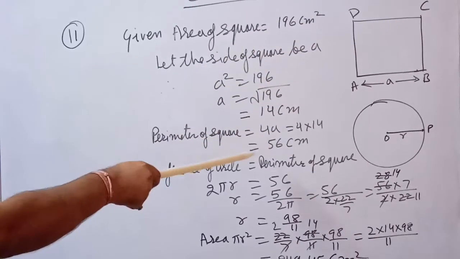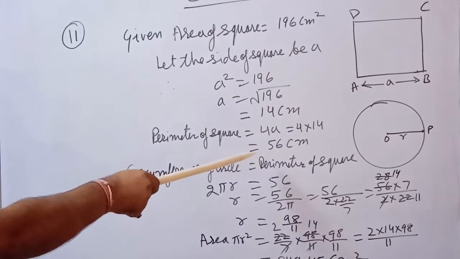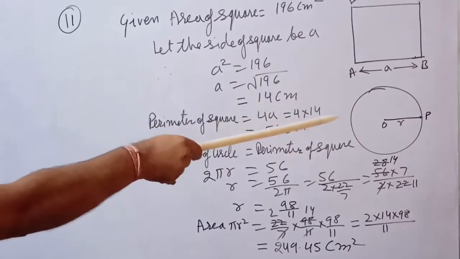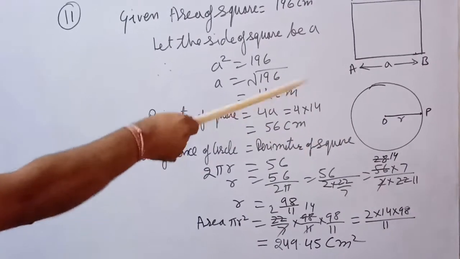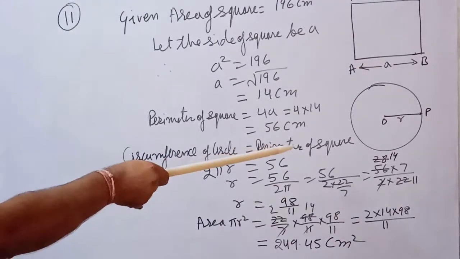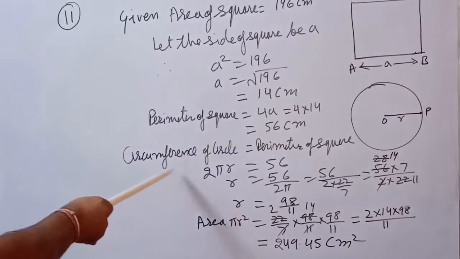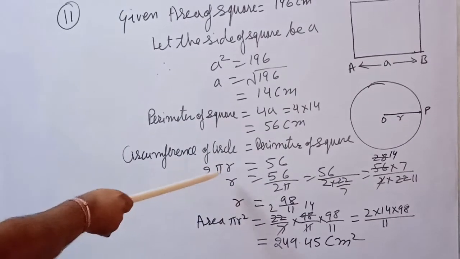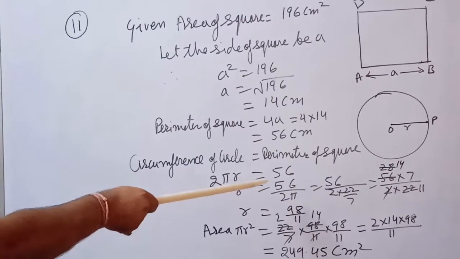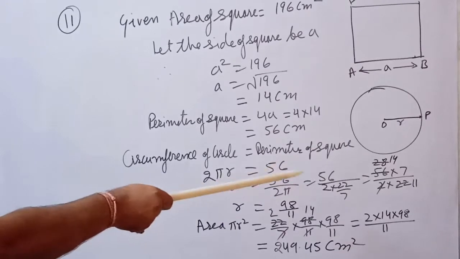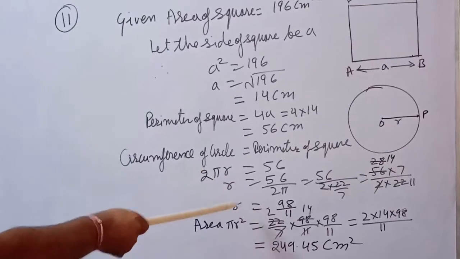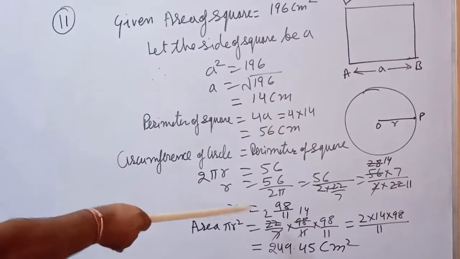Same wire is bent. Same wire is bent means the 56 centimeter length of wire is bent to make the circle. That means the circumference of the circle will also be equal to 56. So circumference of circle equal to perimeter of square, that is 56. So 2 pi r, as the circumference of the circle is 2 pi r. 2 pi r equal to 56, that means r equal to 56 upon 2 pi. 2 into 22 upon 7 goes in the denominator, 7 goes in the numerator, which gives 98 upon 11. So the radius of that circle will be 98 upon 11.